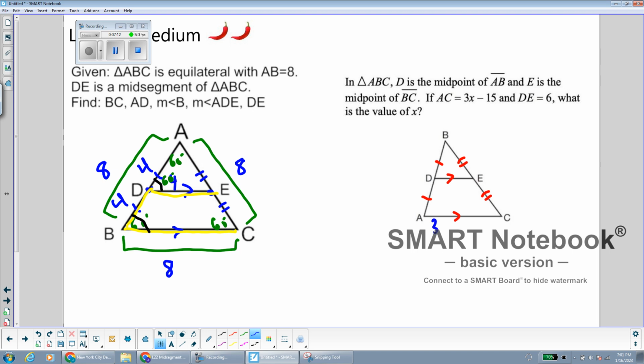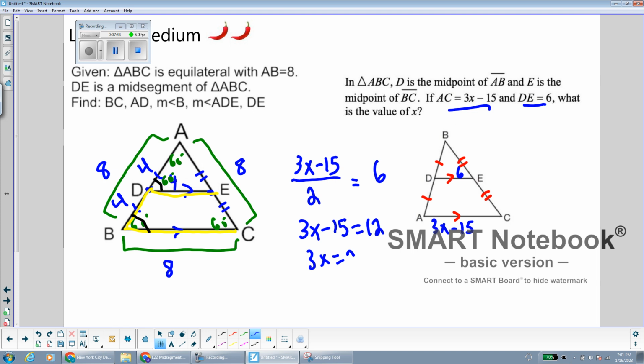So if we know that AC is 3x minus 15 and DE is equal to 6, we need to set up an equation to find x. So I know that if I take half of the third side of the triangle, I will get the midsegment. Multiplying by 2, I have 3x minus 15 is equal to 12. Adding 15 to both sides, I have 3x is equal to 27. And dividing by 3, x is equal to 9.